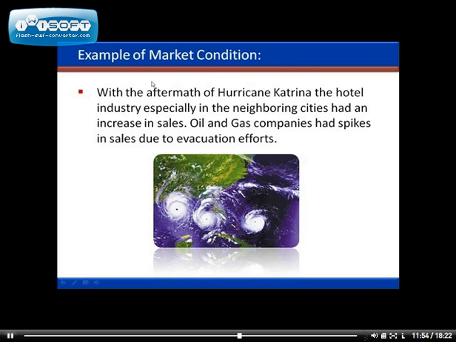Let's look at the aftermath of Hurricane Katrina. And the hotel industry, especially in neighboring cities, had an increase in sales. After Hurricane Katrina, a lot of people fled to Houston, and they fled north of Louisiana. And a lot of these neighboring states had an influx of customers, and so therefore they had an increase in sales. Oil and gas companies, they had spikes in sales due to evacuation efforts. People had to fill up their gas tanks to be ready to evacuate. So a lot of the gas stations had a major increase in sales due to the evacuation efforts.